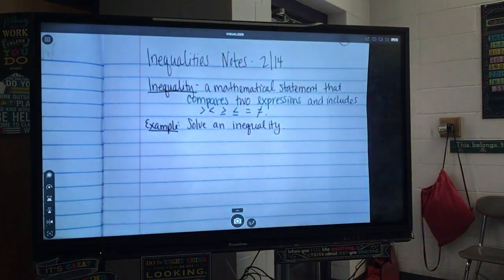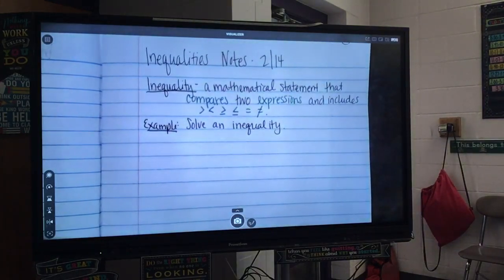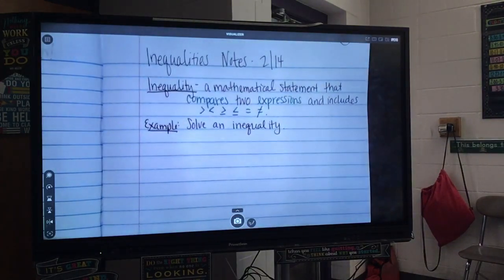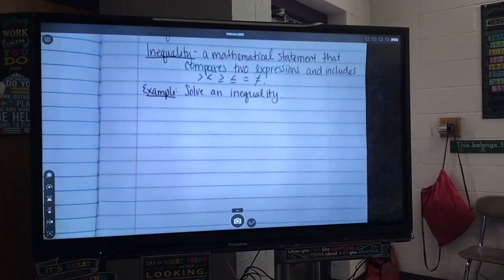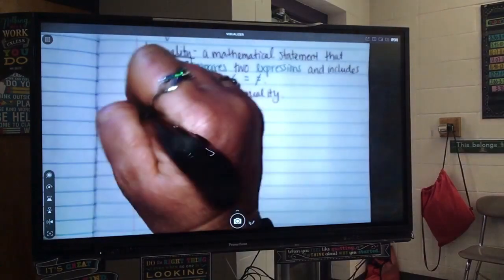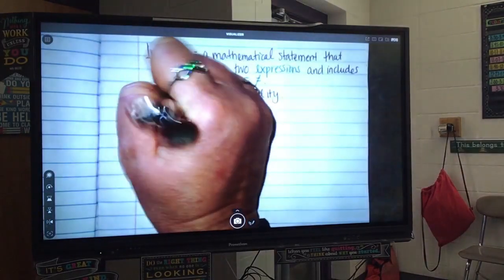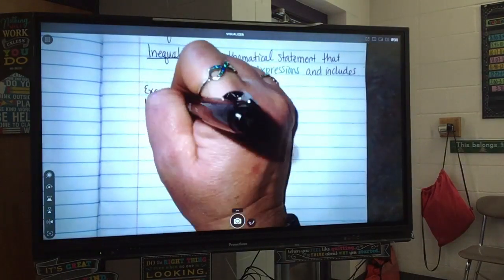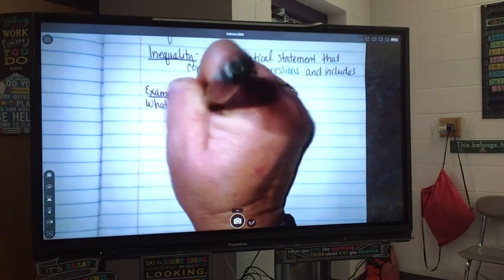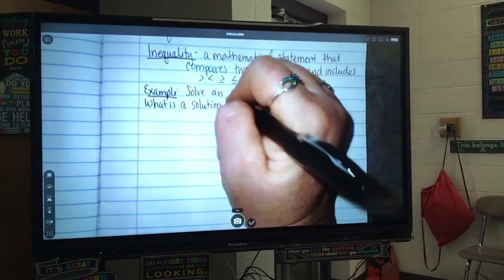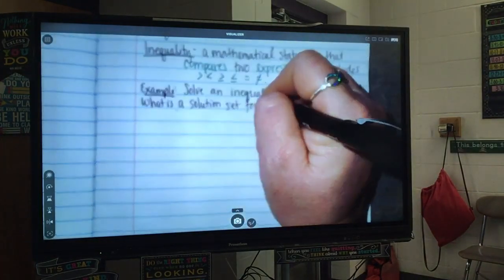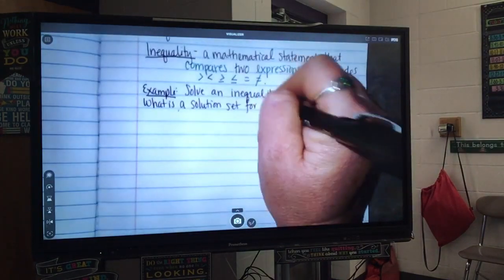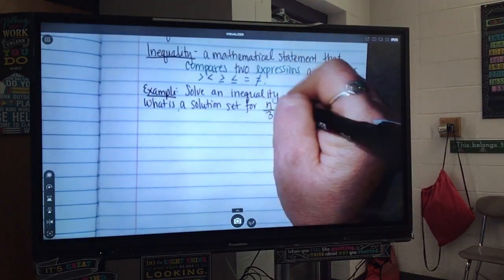Alright, so we are going to do an example. You're going to solve an inequality. We're going to go through the 3 steps that you have to do in order to solve them, which we just kind of briefly talked about. So the question is, what is a solution set for n divided by 3 is greater than or equal to 12.